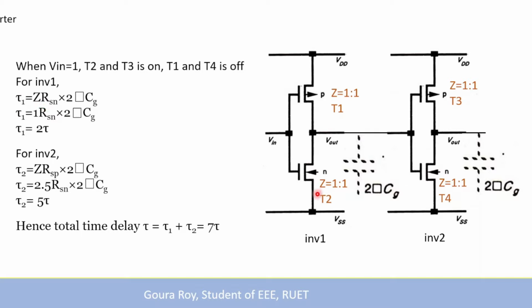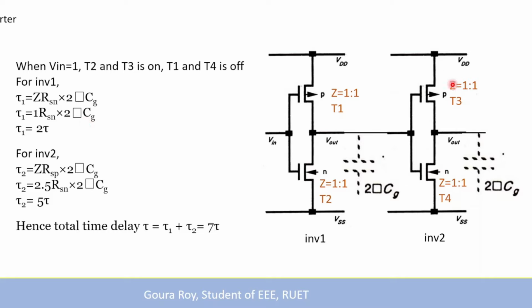As transistor 2 is on for inverter 1, the Z value will come from this transistor, that is 1. So tau 1 is 1 RSN multiplied by 2 square Cg, where RSN is the seed resistance for the n-channel transistor and square Cg is the standard unit of capacitance. So tau 1, which is 1 RSN multiplied by 2 square Cg, results in 2 tau.